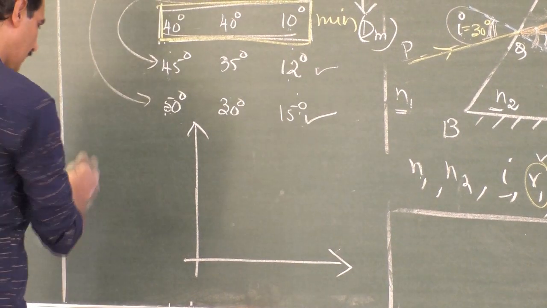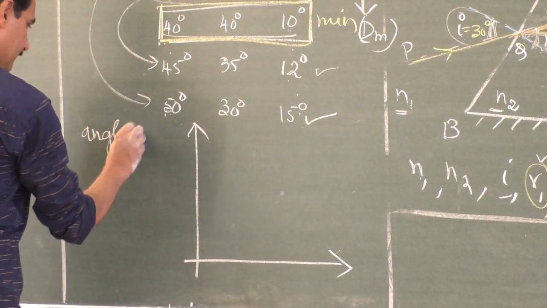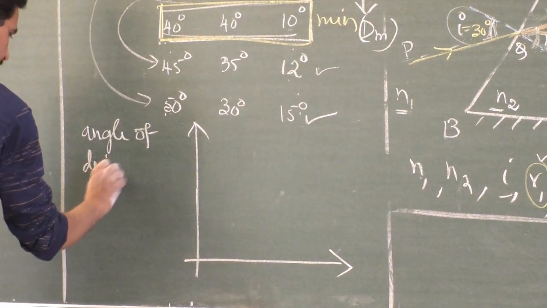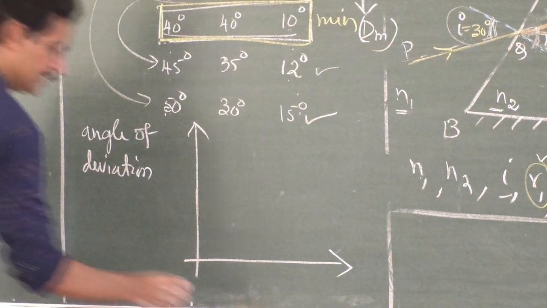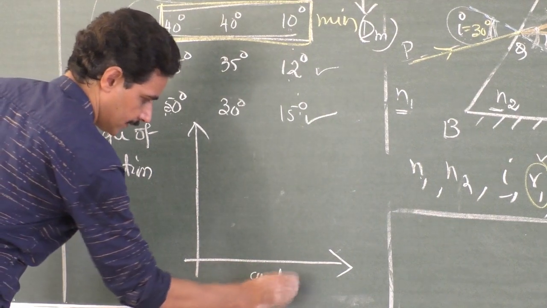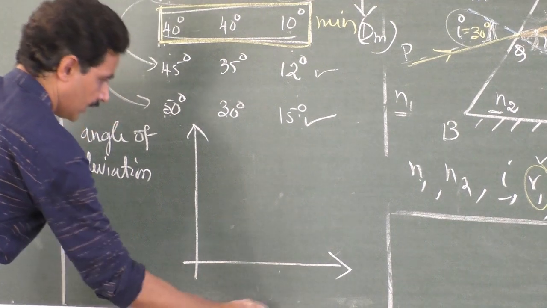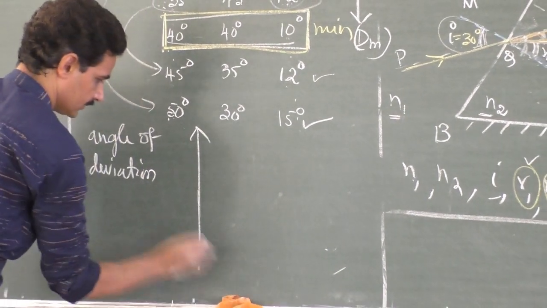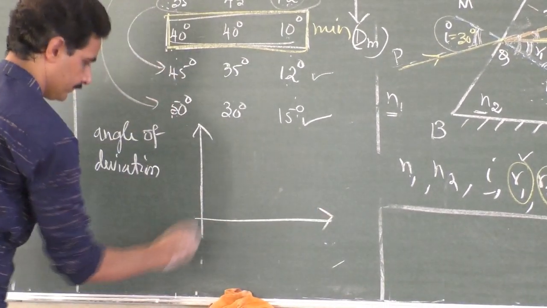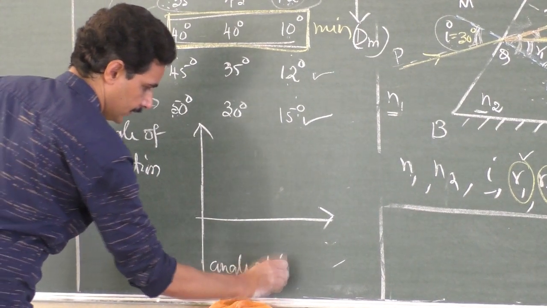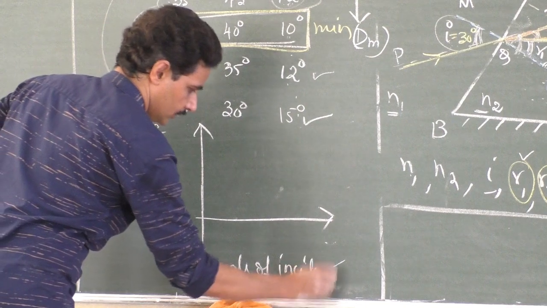This is important now. I will write angle of deviation here, sorry, and here angle of incidence. I have to write it a little below because I have to write something else also. I'll write it here. Angle of incidence. So you draw a graph.